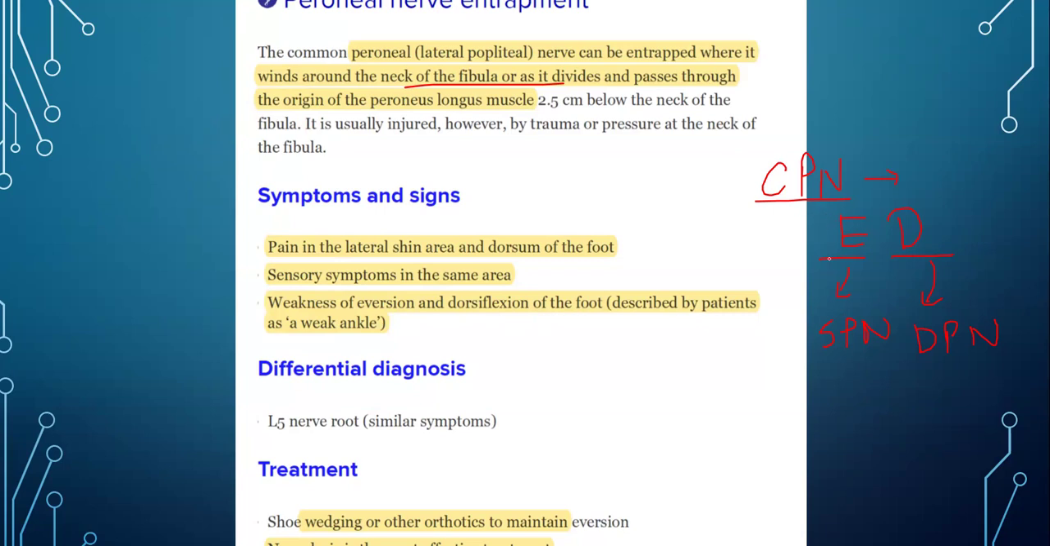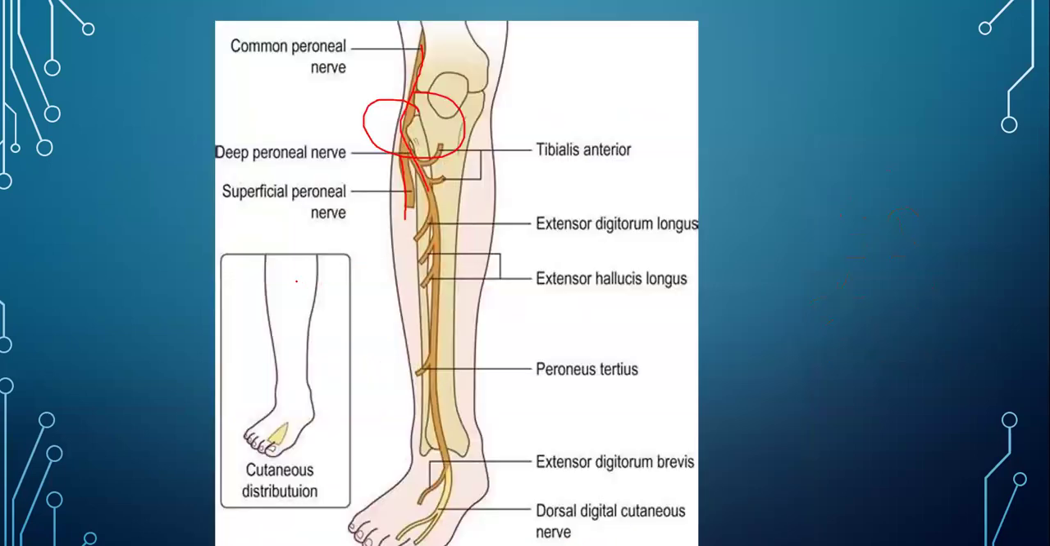Okay, so common peroneal supplies the anterior portion of the leg. So what is the supply of superficial peroneal and deep peroneal? It means the sensation. So the superficial peroneal supplies the whole anterior leg, except the first interdigital space. So this part, only this part, the sensation is done by the deep peroneal nerve. Okay, so that's the motor and sensory function for common peroneal.